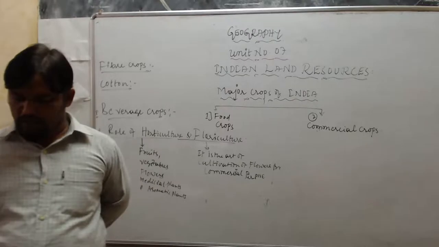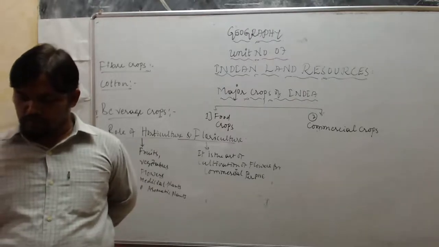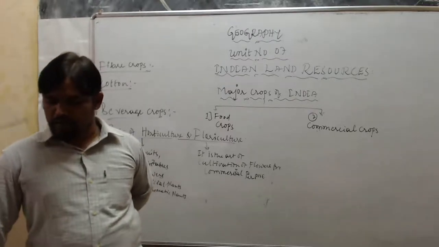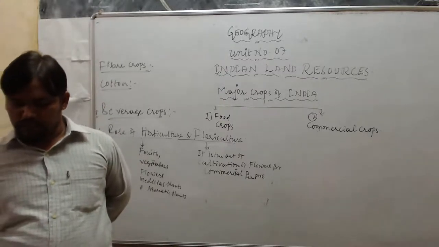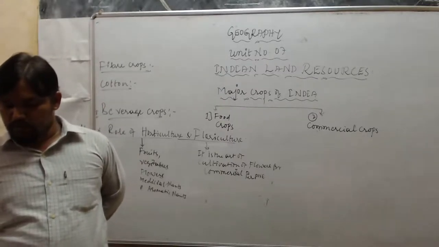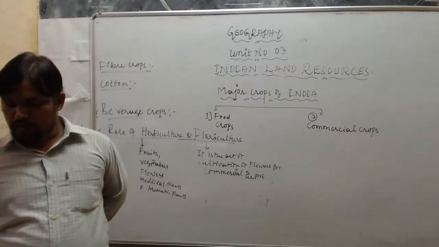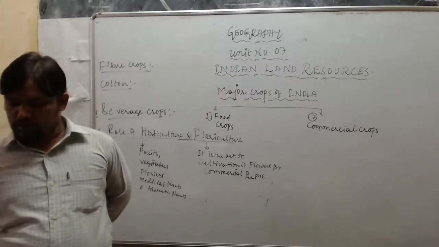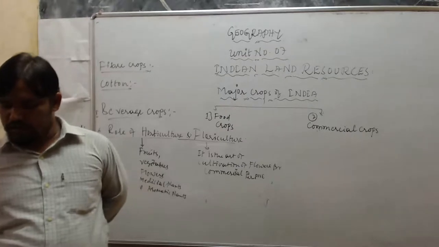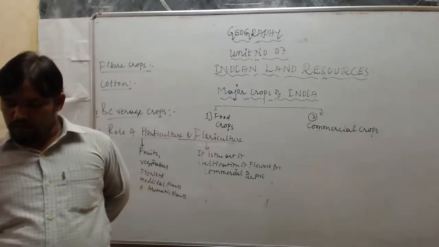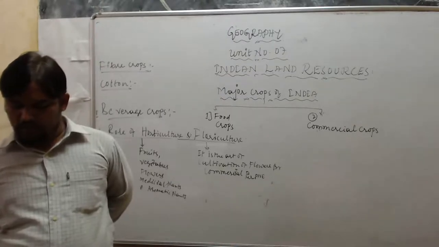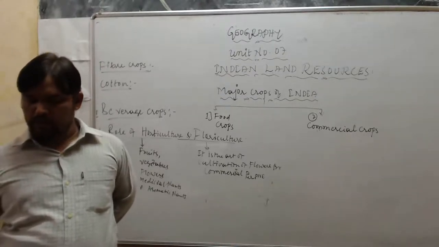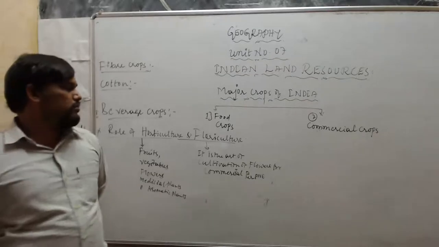India's agro-climatic conditions are very suitable for the cultivation of a variety of flowers. India is known for growing traditional flowers such as jasmine, marigold, rose, crossandra, and aster. Cut flowers include orchids, gladiolus, carnation, anthurium, and lilies. These are the traditional crops of India.